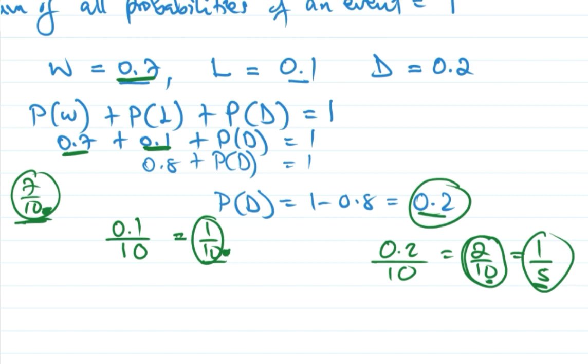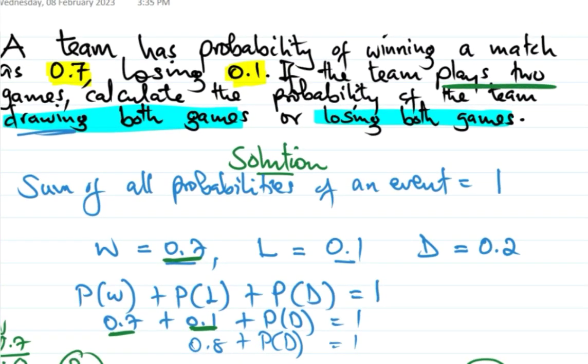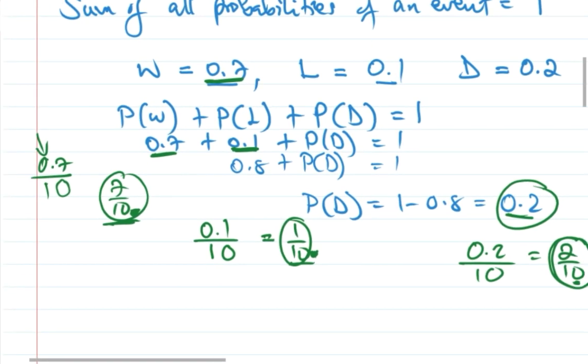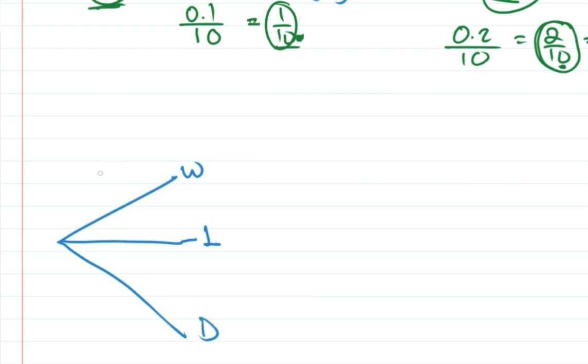Now, what does the question tell us? We need to draw a tree diagram. From the question, we have branches. The first branches: we have winning, we have losing, and we have drawing. So something like this. Winning is 7 over 10, losing is 1 over 10, and drawing is 2 over 10. This is the first game.